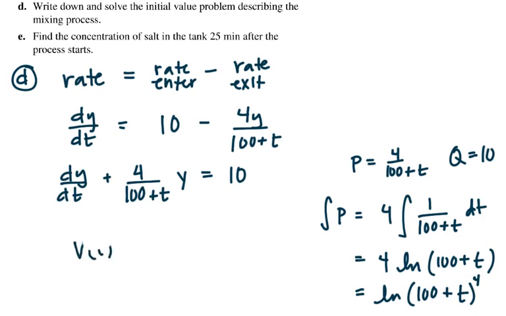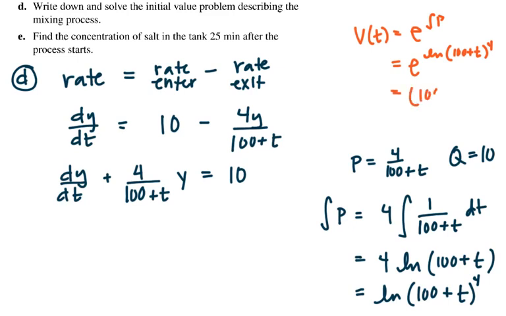So v of t, I'll actually do that in another color. I'll do it up here. v of t, remember it's e to the integral of P. So e to the integral of P, that's going to be e to the natural log of 100 plus t to the 4th. v of t is just going to be 100 plus t to the 4th. Okay, so we find out that v of t is 100 plus t to the 4th.